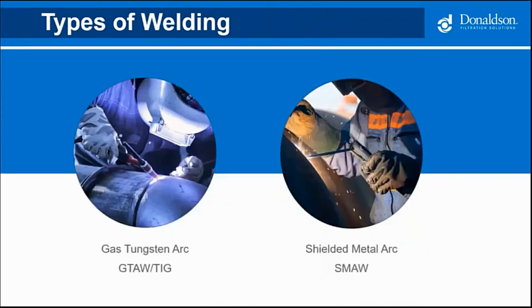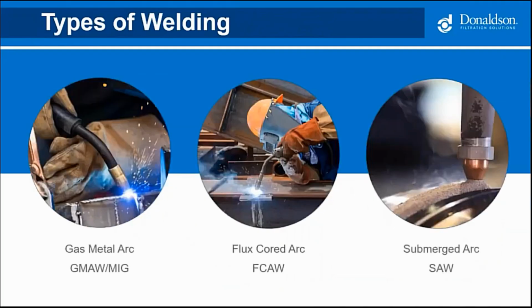A lot of you may be familiar with these. If you're not, we'll just do a quick review. Gas tungsten arc welding, commonly known as TIG, shielded metal arc welding, stick electrode welding. You get into gas metal arc, which is very common. Flux core arc welding, which can be a self-shielded or a gas shielded type welding, and then submerged arc welding, which is a granular flux over top.